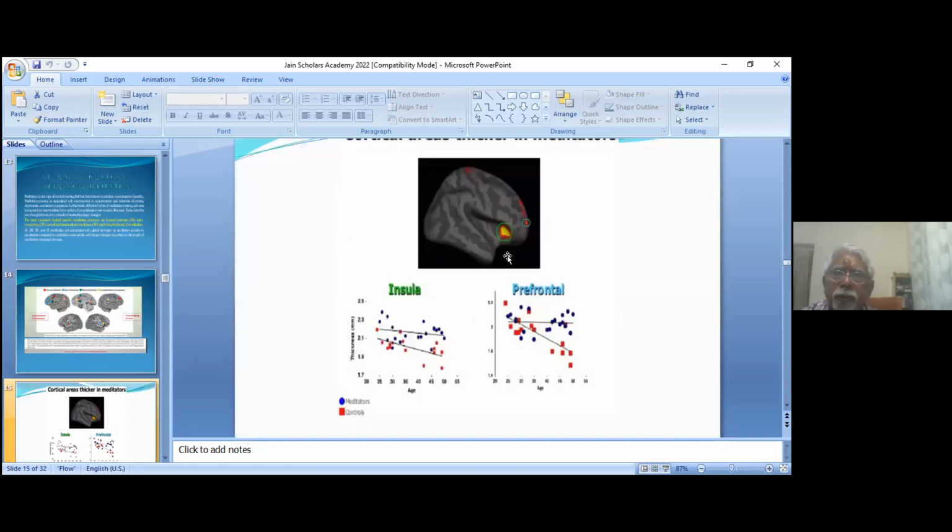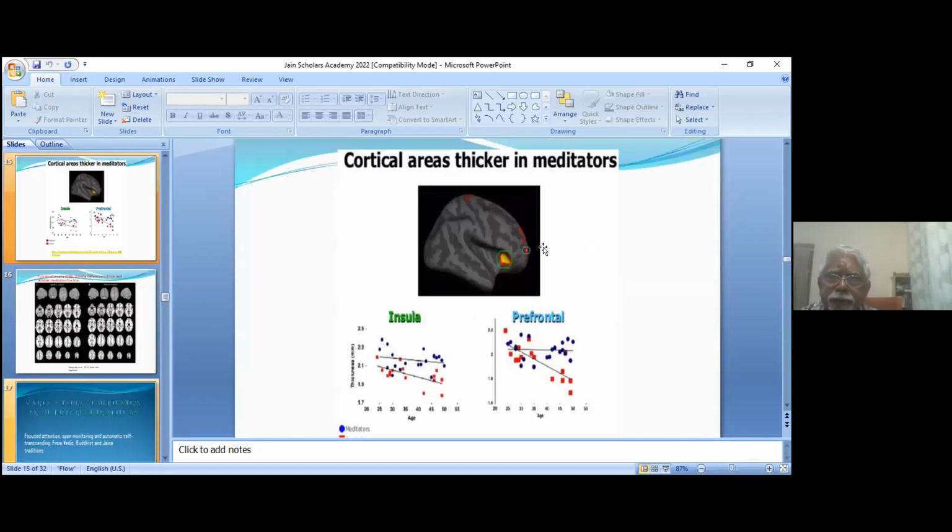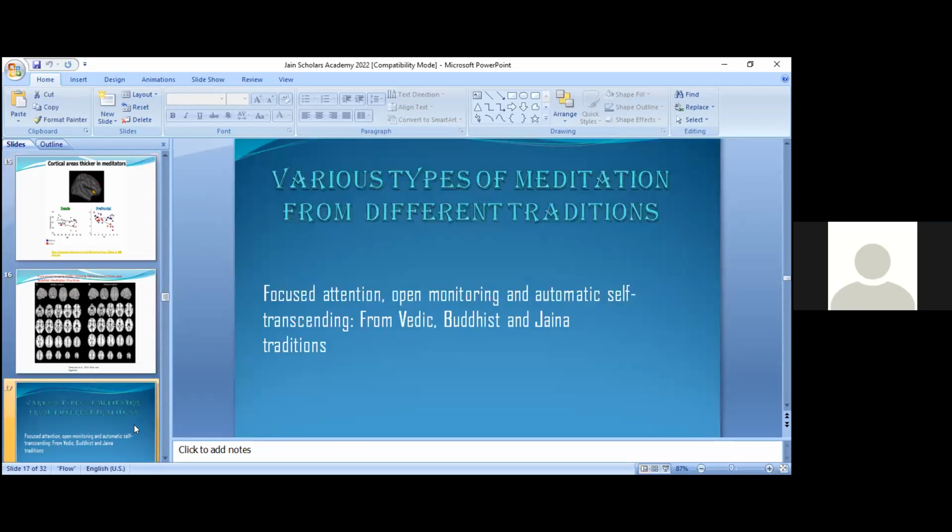Here also, you can see the thickness of the cortical area also increases during meditation. And this is shown in the imaging.